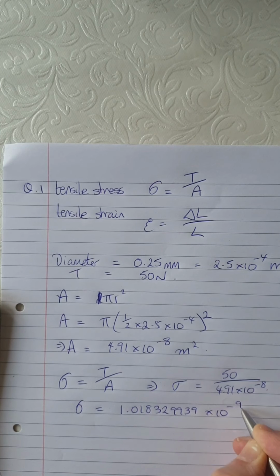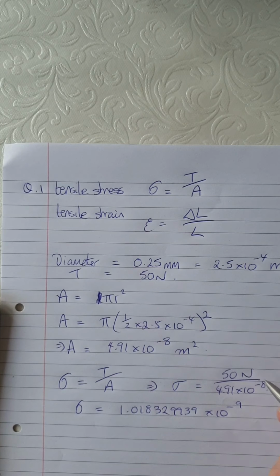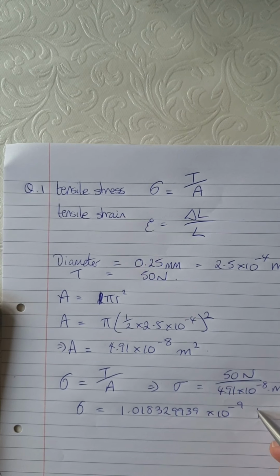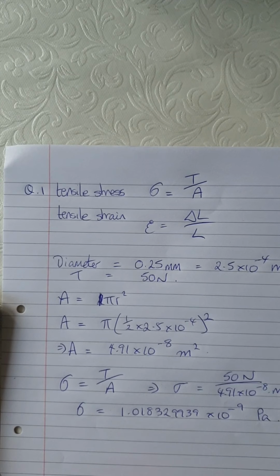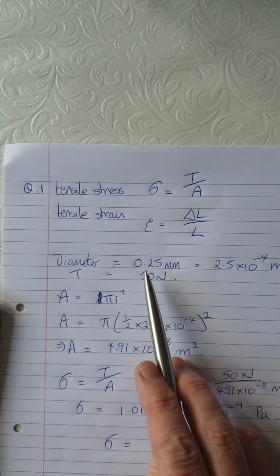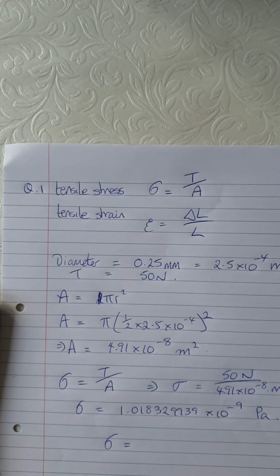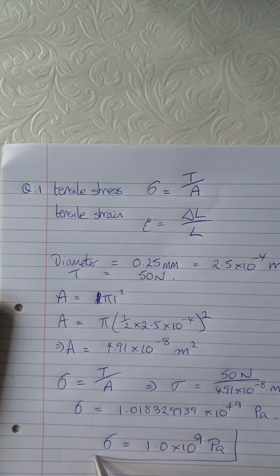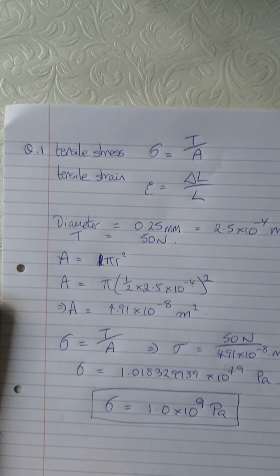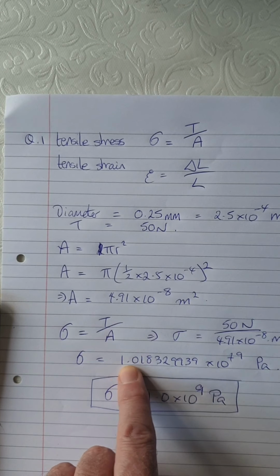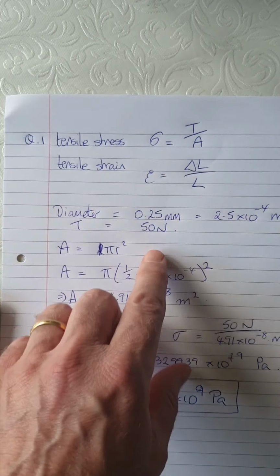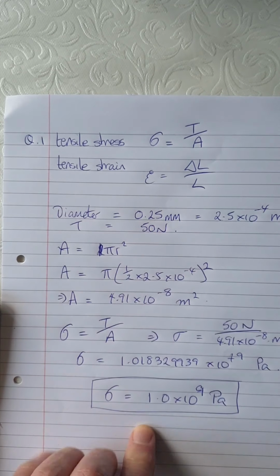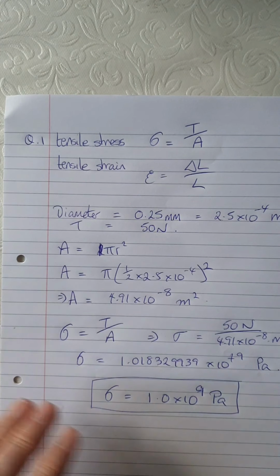gives me an answer of 1.018329939 by 10 to the 9 newtons per meter squared, or pascals. Obviously, you don't write the answer out like this. We've been given 2 significant figures, so we could write the answer as 1.0 by 10 to the 9 pascals. You never write out a number like this, even if it hasn't asked for significant figures. You look at how many significant figures you were given in the question, in this case 2, and that's the number that you should use in the answer.